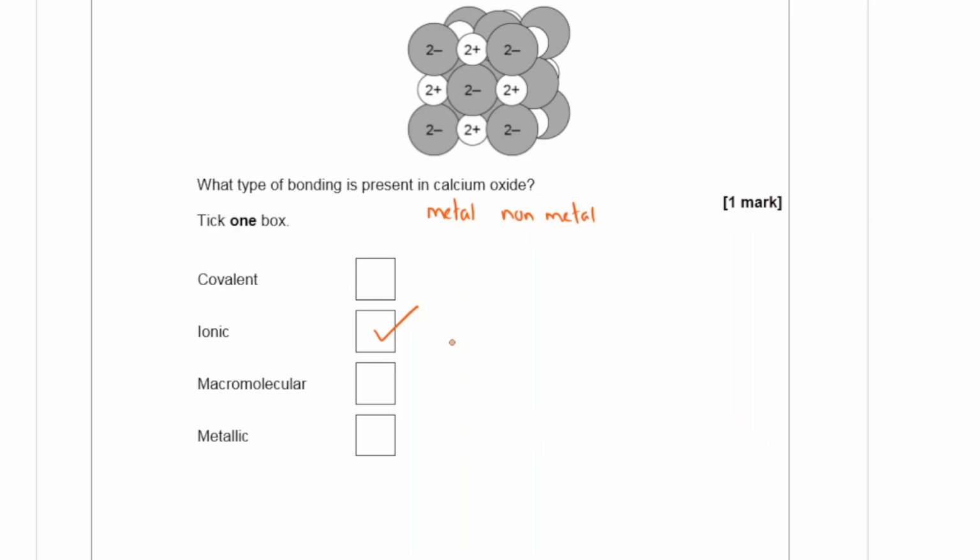If it was covalent bonding, it would be between non-metals. Carbon dioxide, macromolecular, there's no macromolecular bonding. Metallic bonding is between metals only.